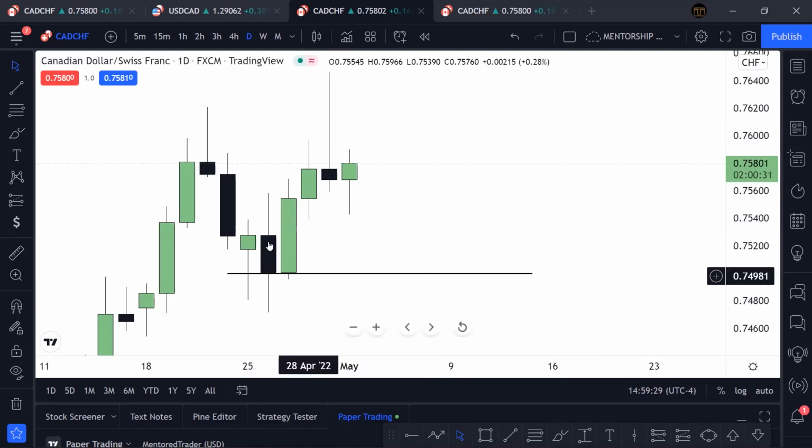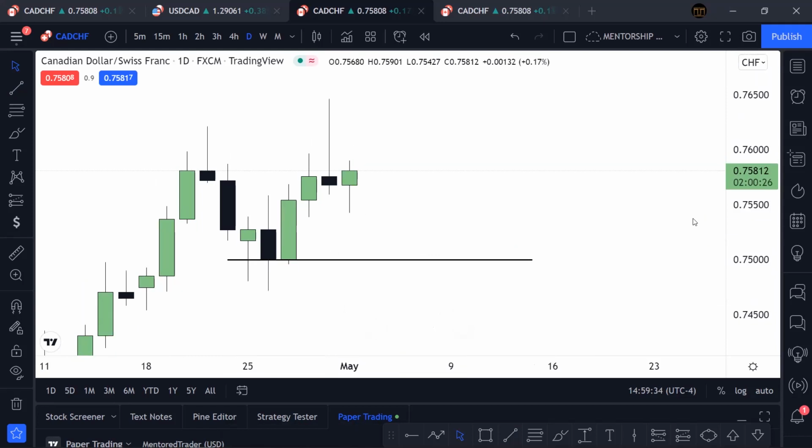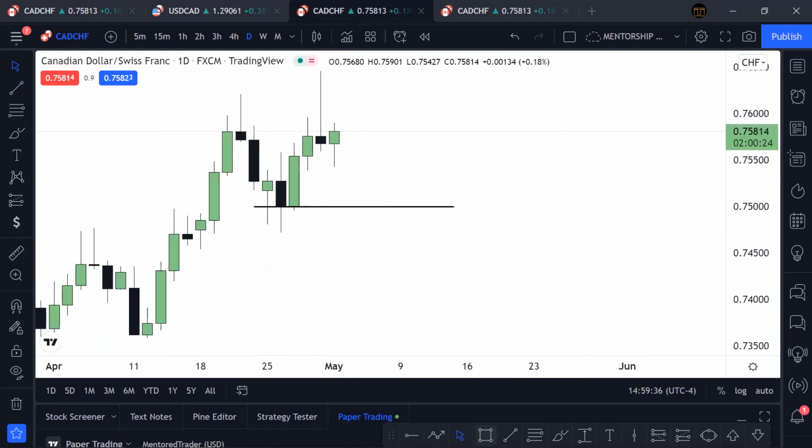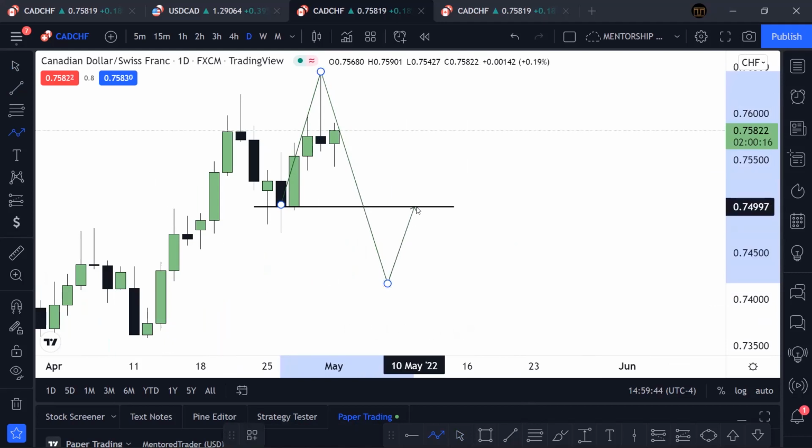Price breaks below this breaker. Let me show you. You do it like this. Let's say that is the breaker. Price trades above the breaker, then it closes below the breaker. That is your entry. Close your breaker, that is your entry.